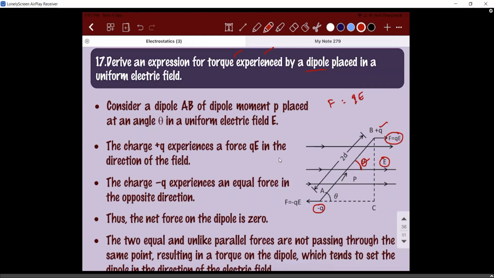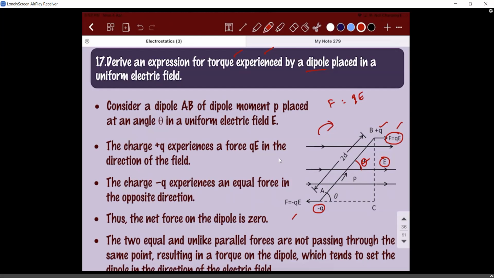This kind of dipole will start revolving in the clockwise direction. How did I conclude clockwise? Because QE is in the rightward direction and minus QE is in the leftward direction, so both support each other to put the whole system into a clockwise rotation. Our job is to calculate what amount of torque this kind of dipole will experience, which we will see in tomorrow's class.